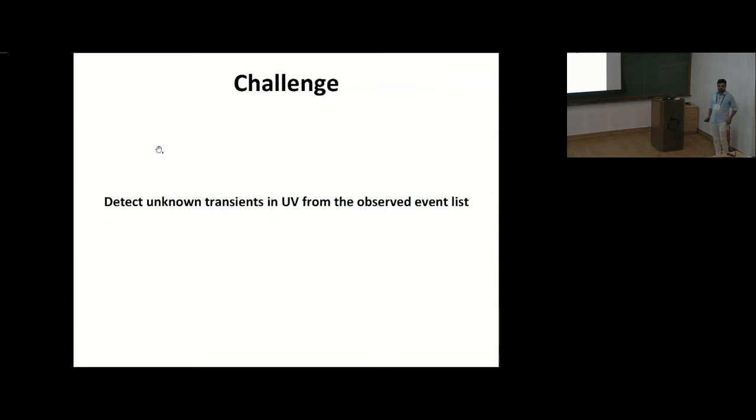The real challenge which I want to pose is that we have an enormous amount of event data lying there, but how to detect unknown transients in UV from the observed event list? That is the question I want to ask, and that's a challenge, and I'm here to understand how to use statistical tools to extract that information. Thank you.